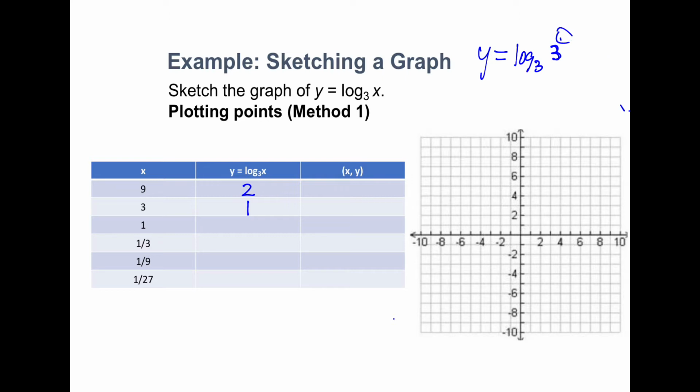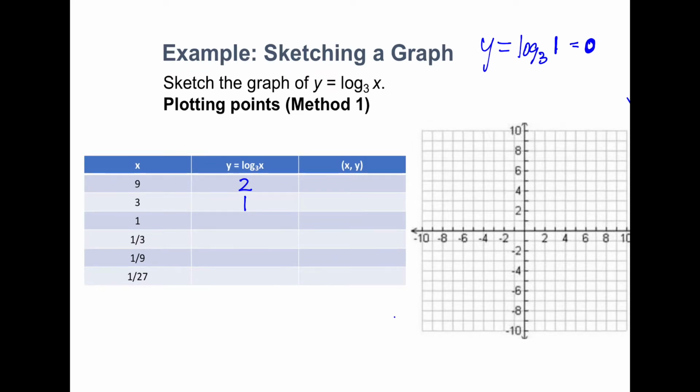The next number I put in is 1, and 1 is something you can use for any logarithm. The outcome of 1 there means 3 to what power gives me 1, and any base raised to the 0 power results in a 1. And so my outcome here is 0.